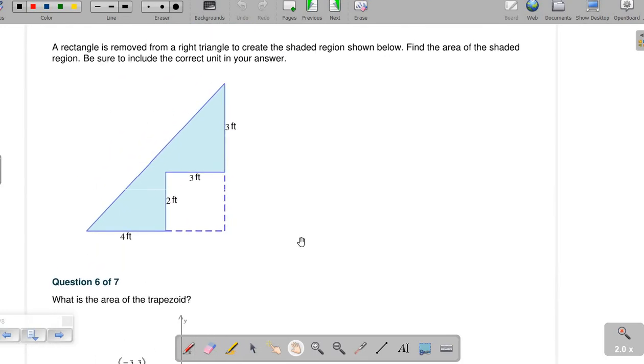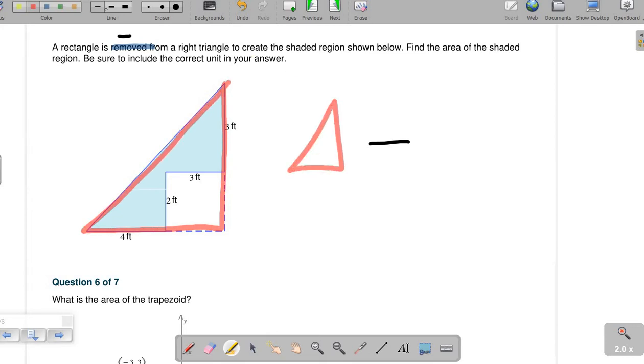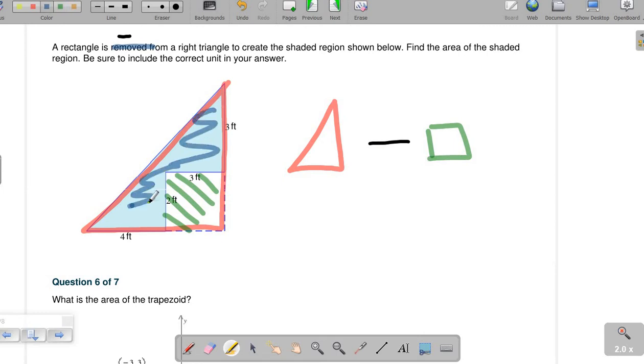It says a rectangle is removed. That implies subtraction from a right triangle to create a shaded region. Find the area of the shaded region. A rectangle is removed, so it's a subtraction. So we're going to find the area of the right triangle, and we're going to remove that rectangle to get this shaded region.